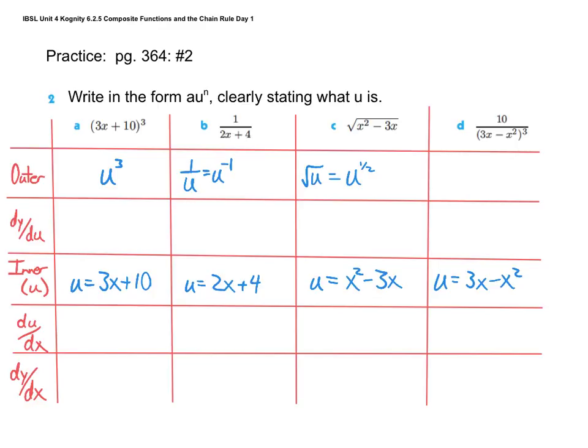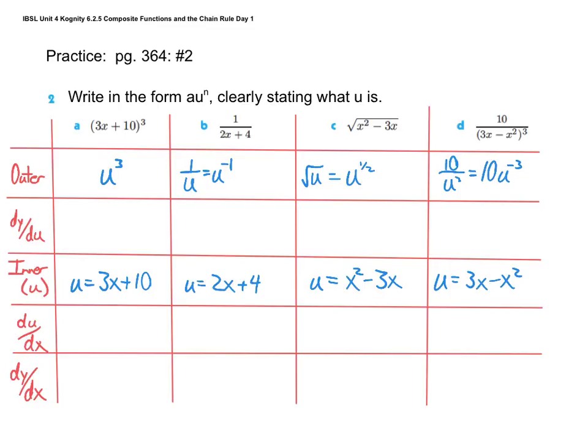Okay? And then how about for D? 10 over u cubed, which would be what? Very good, Adam. 10 u to the negative 3. Okay?